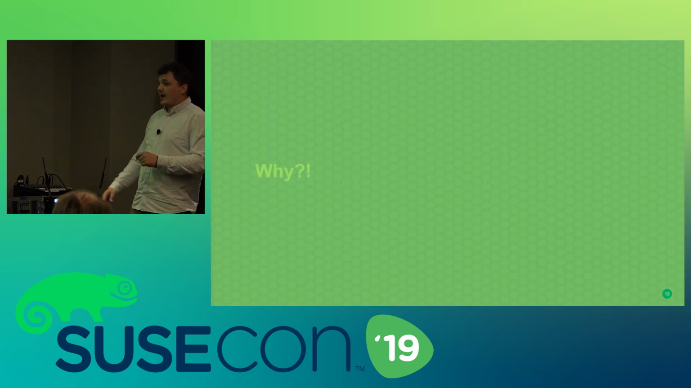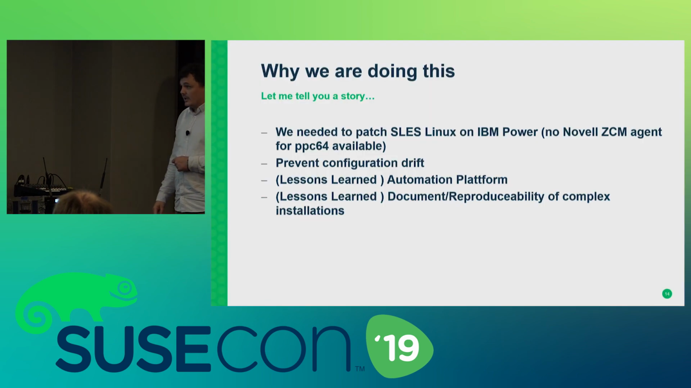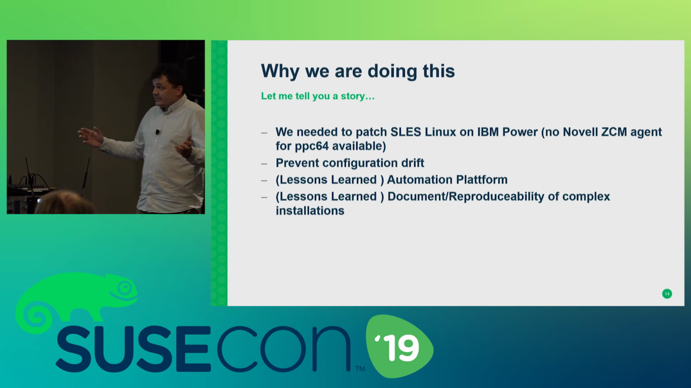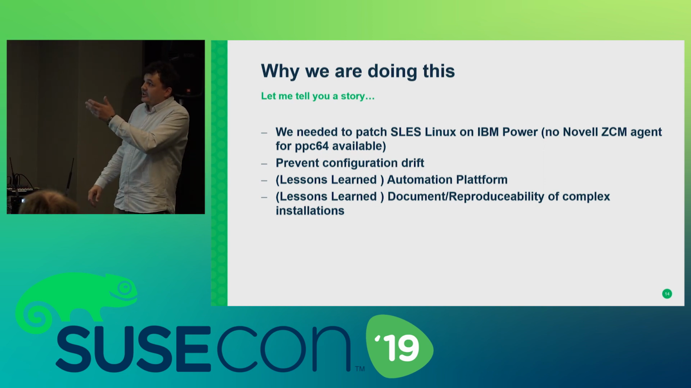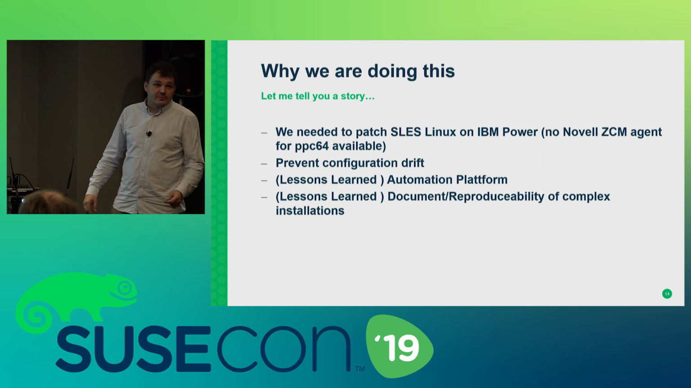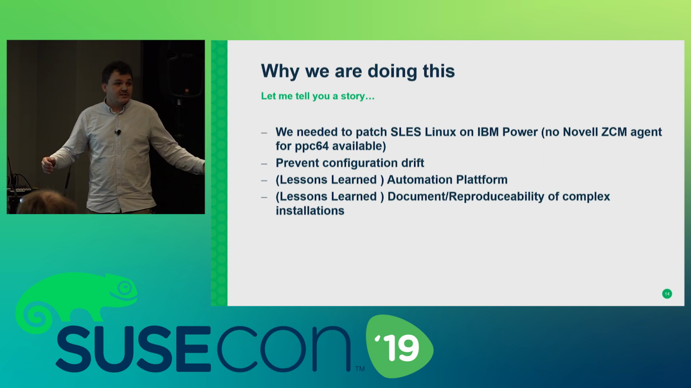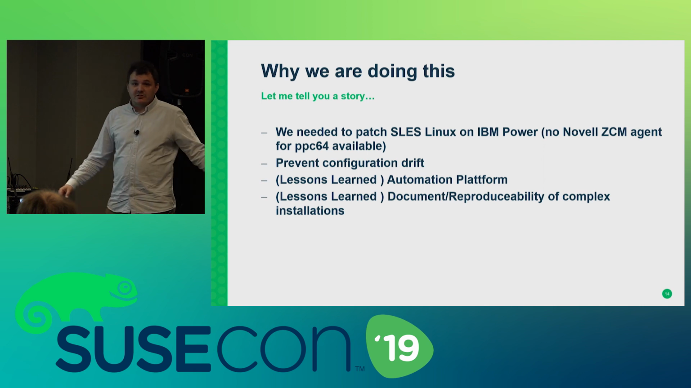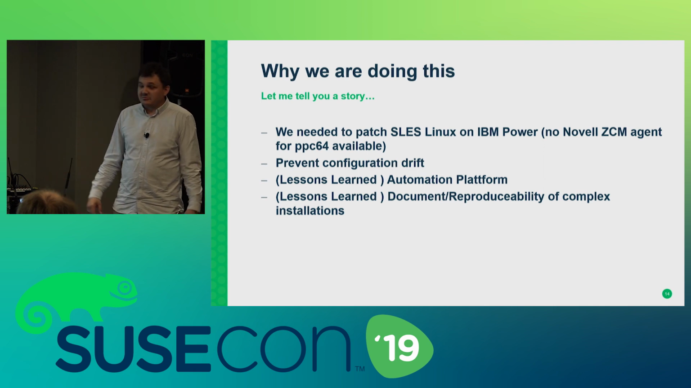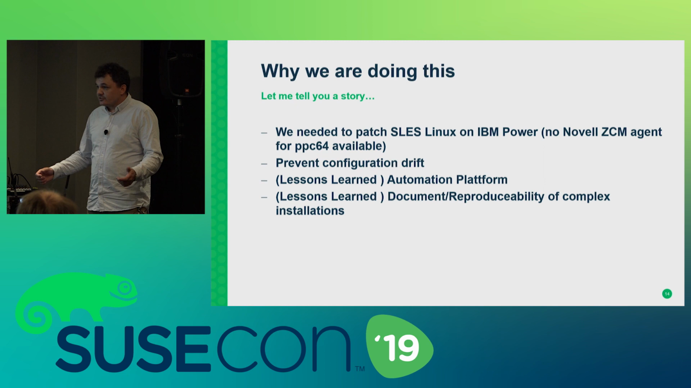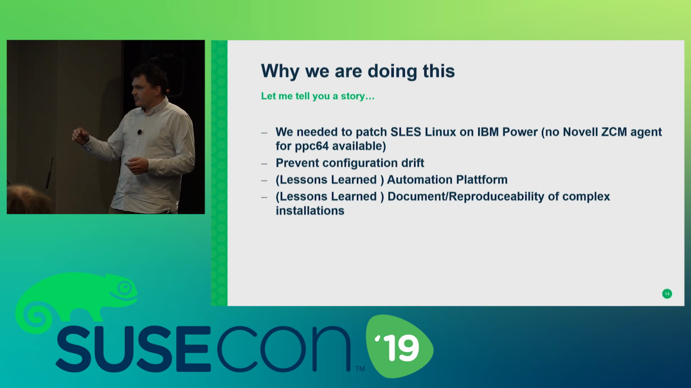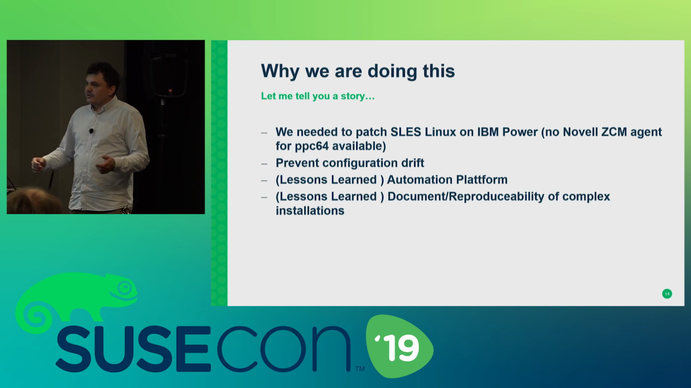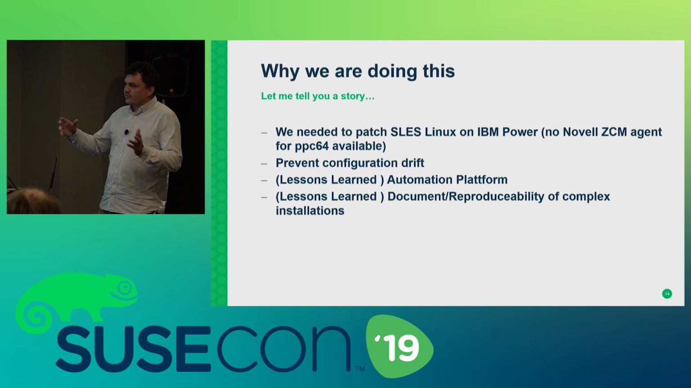Next one, please. So why? First, we had a really simple thing that we needed. It was to patch Linux on Power platform. The solution we had in place was Novell ZCM, and they don't have an agent for that. Then we looked into SUSE Manager, which I think was the only solution for Power at that moment with SLES. We looked into that, and we saw they came up with the new version 3 with Salt already.